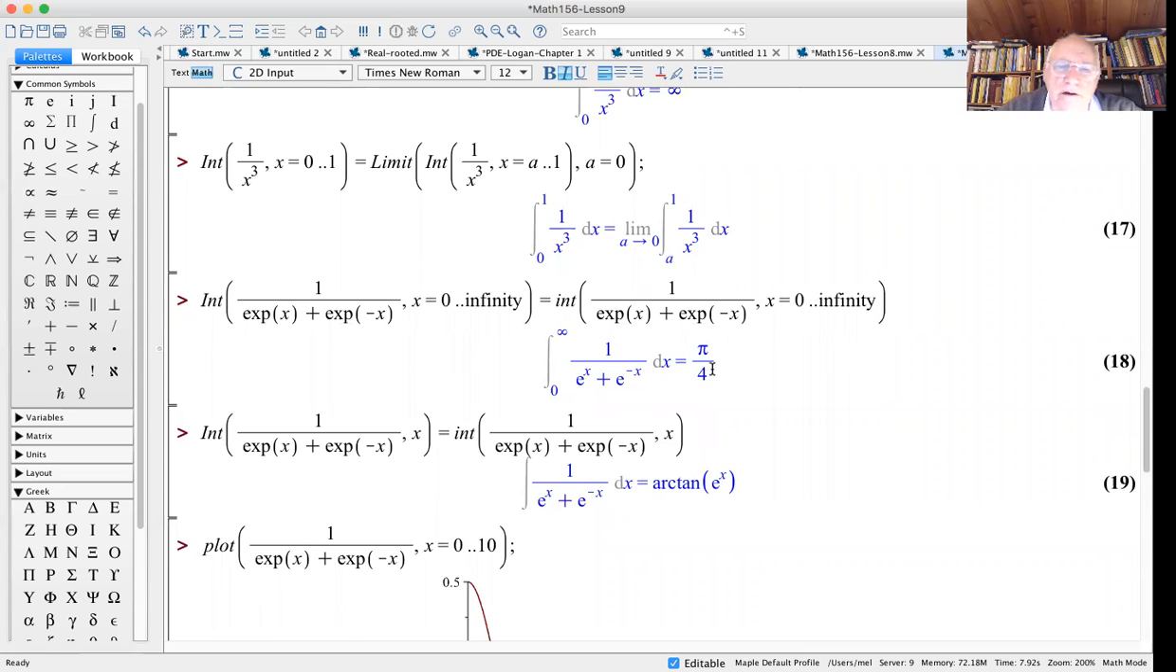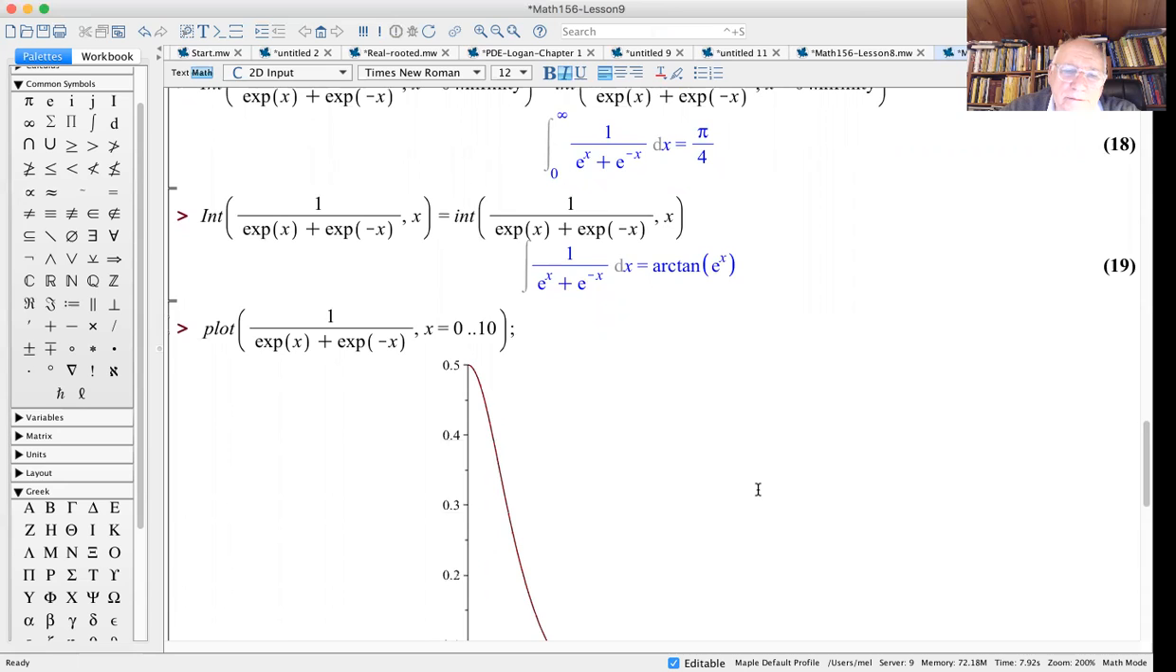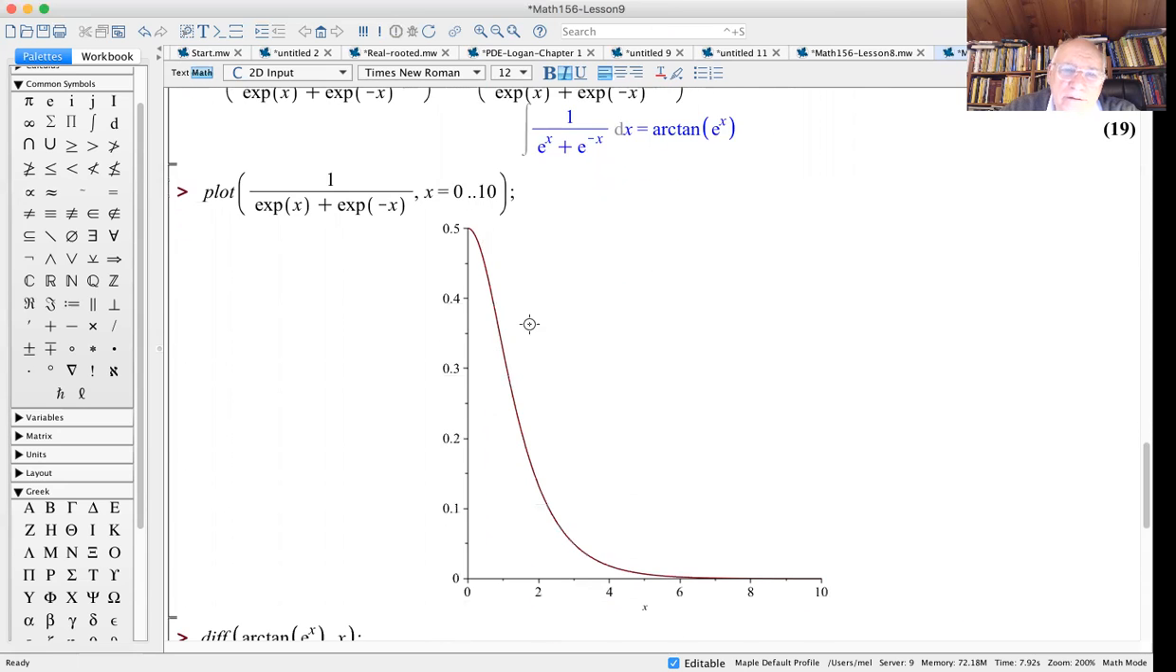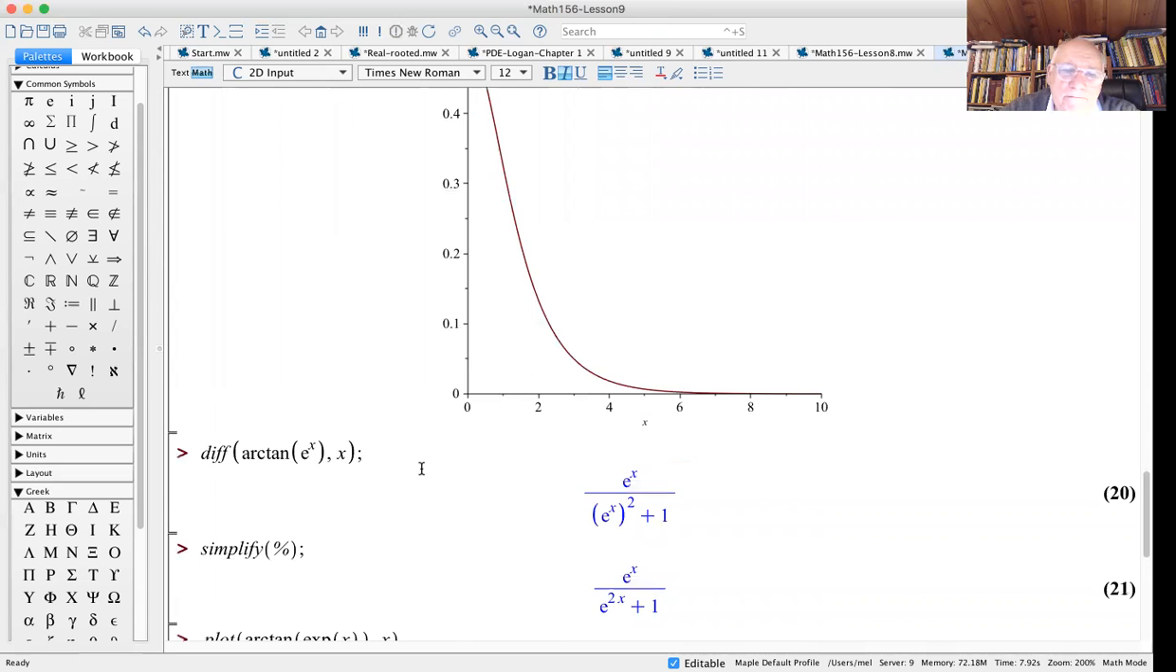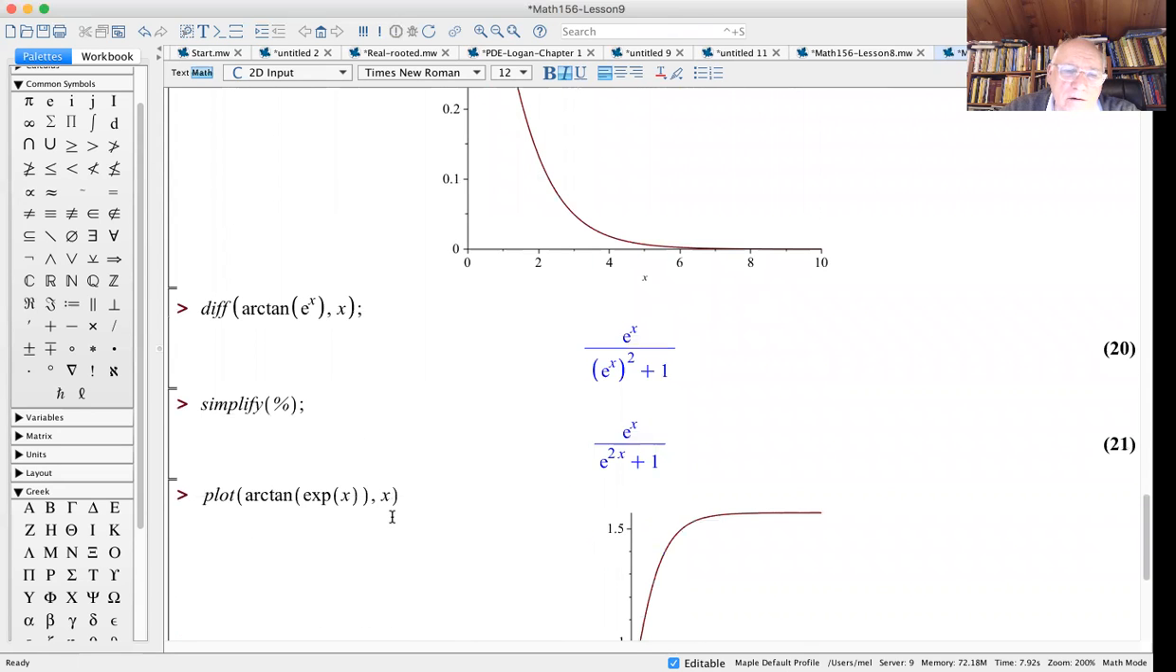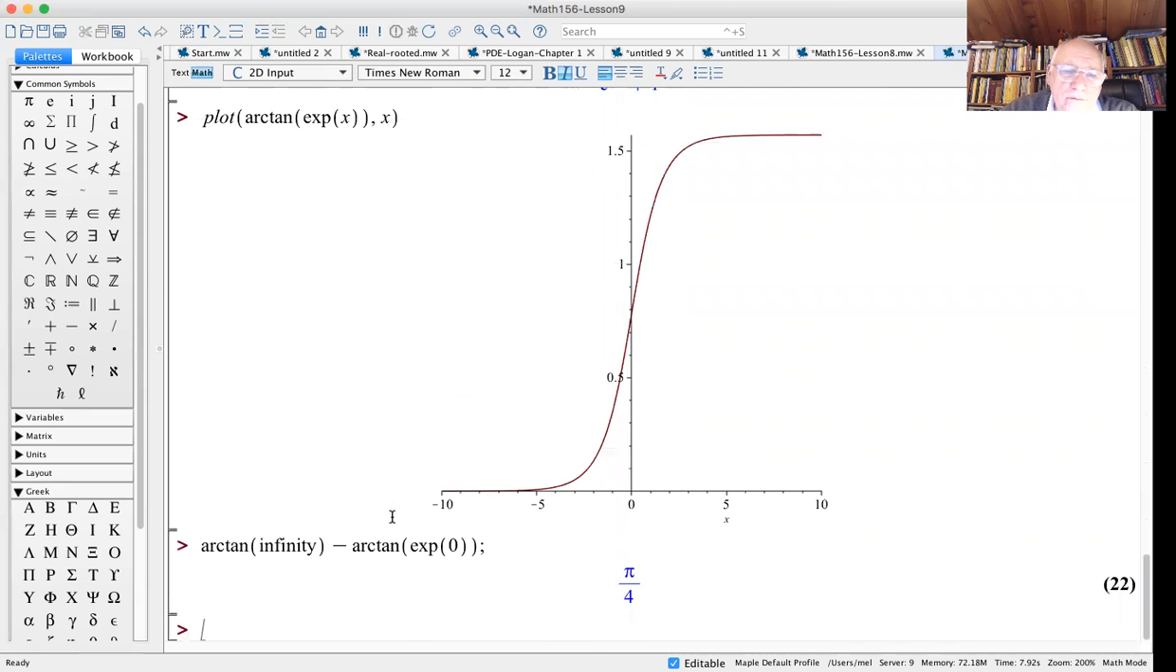If you want to understand a little bit more about what's happening, the indefinite integral of this function is the arctangent of e to the x. The function decays like this. So the arctangent of e to the x as x goes to infinity is the arctangent of infinity. That's pi over 2, minus the arctangent of e to the 0, arctangent of 1, which is pi over 4. Pi over 4 from pi over 2 is pi over 4.